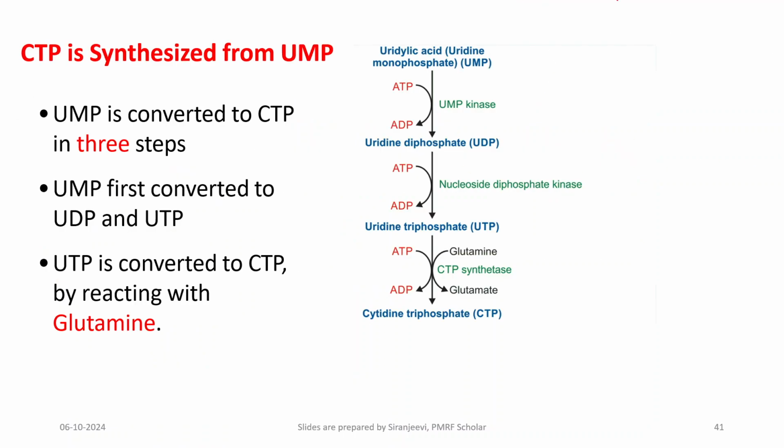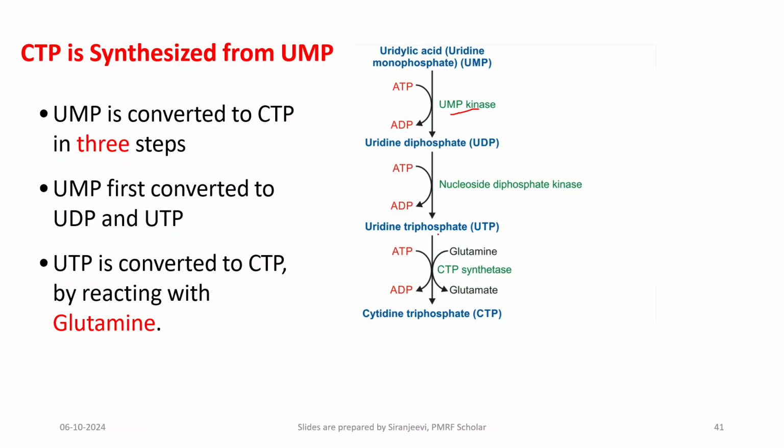So once the UMP is formed in the system, it will be converted to uridine diphosphate, which is none other than the UDP, and this will be catalyzed by the enzyme called UMP kinase. This happens in the presence of ATP. And again, uridine diphosphate will be converted to uridine triphosphate by the enzyme called nucleoside diphosphate kinase.